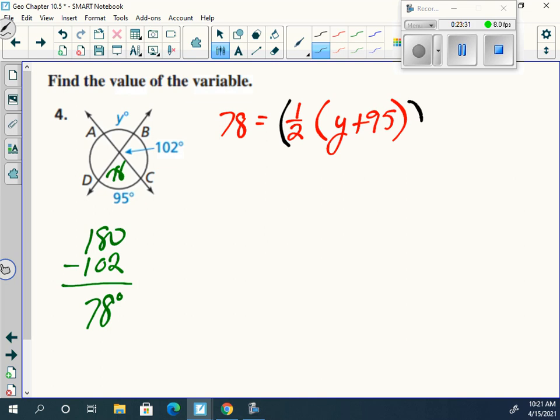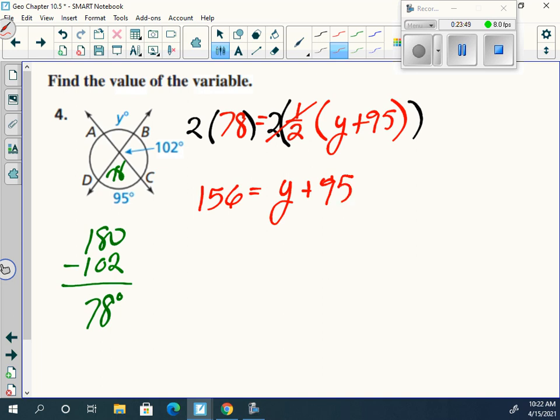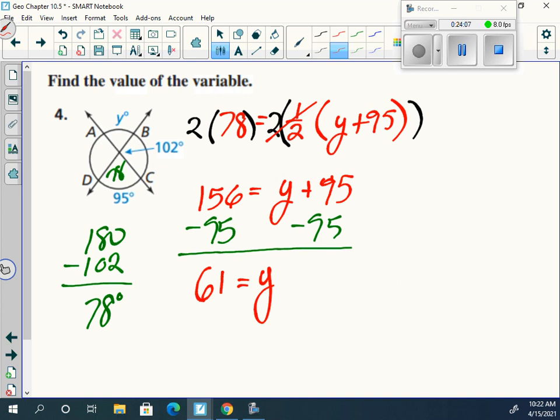Okay. At this point here, we can multiply both sides by 2. And we can do 78 times 2, which would be 156. Here, the 1/2 and 1/2 would cancel, leaving us with y plus 95. And last but not least, we can minus 95 from both sides, which would tell us y is equal to 61, yes.